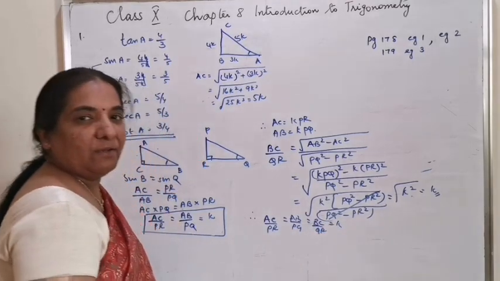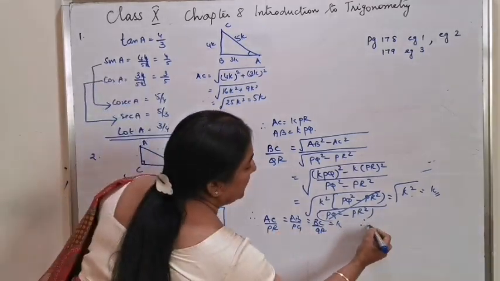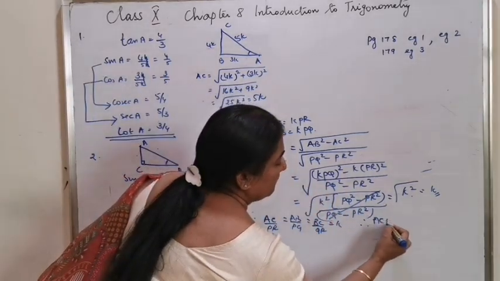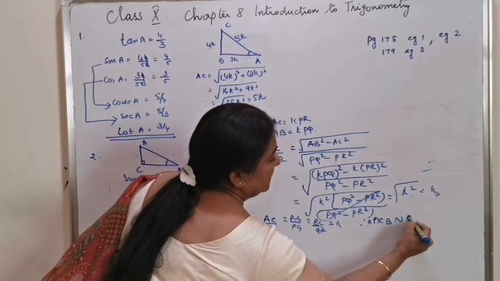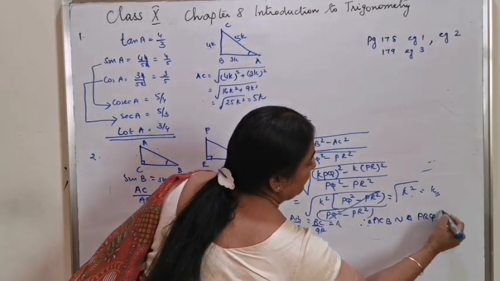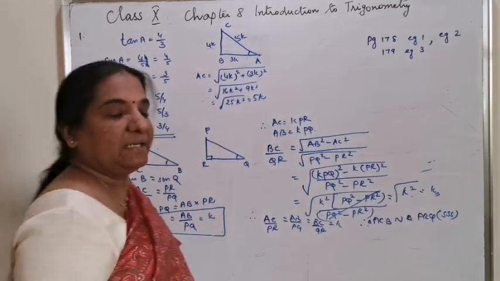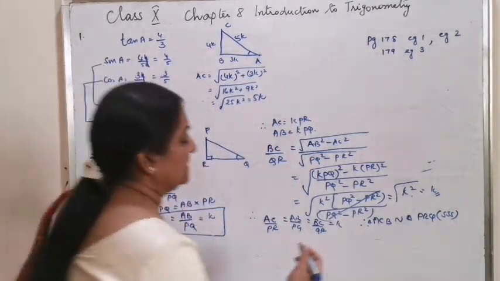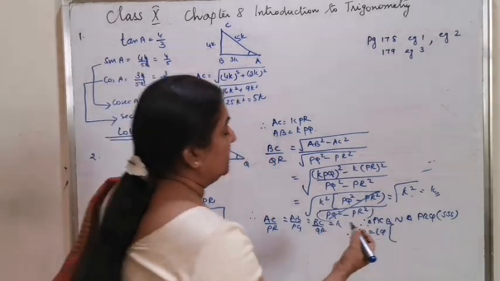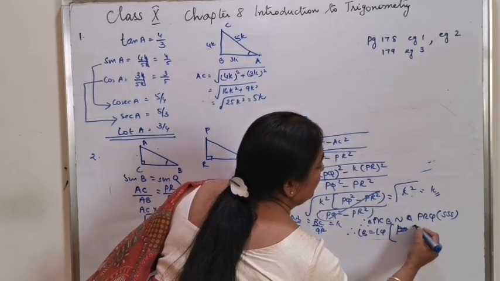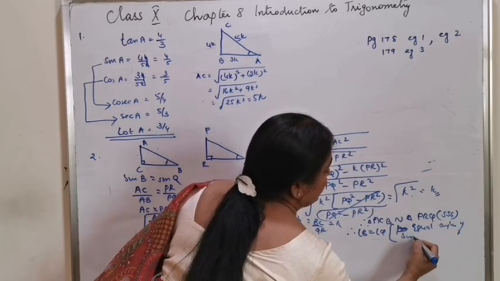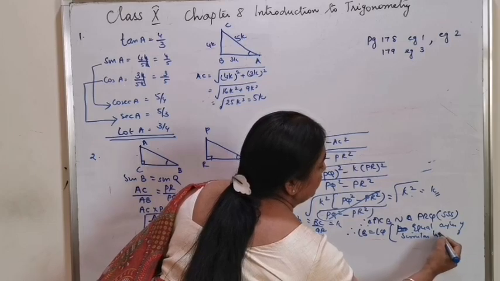Therefore, triangle ACB is similar to triangle PRQ by SSS similarity, so angle B is equal to angle Q, which you can also give as proportional or equal angles of similar triangles.